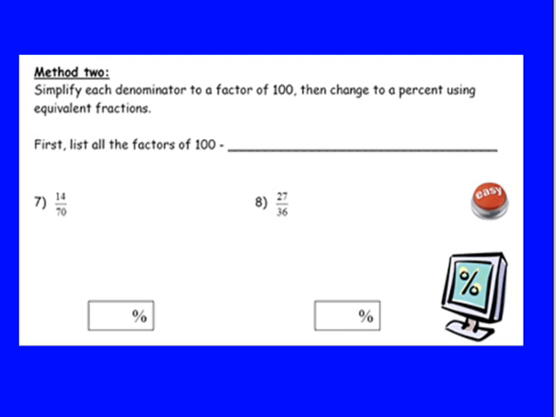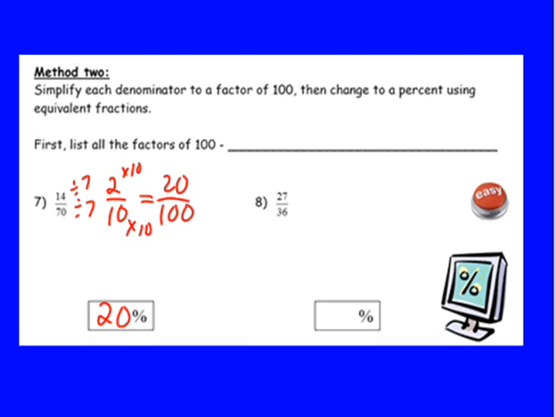Now these are also easy button questions. All you have to do is simplify them first. So 14/70, if I divide each one, the numerator and denominator, by 7, I would end up with 2/10. 10's an easy one to convert. Tenths are easy to convert into hundredths. Multiply by 10. So 14/70 would be 20%.